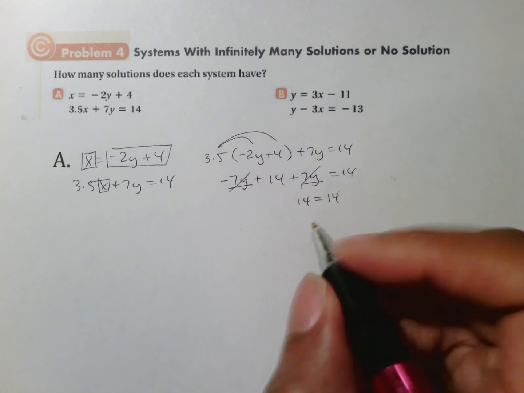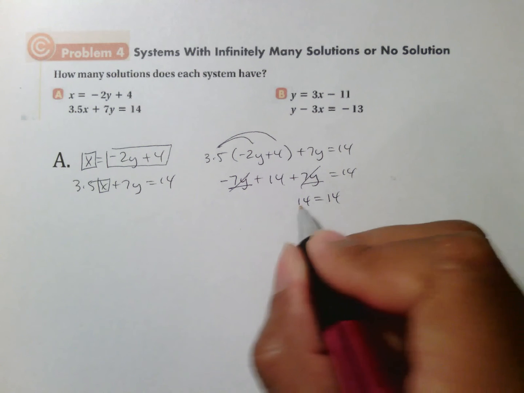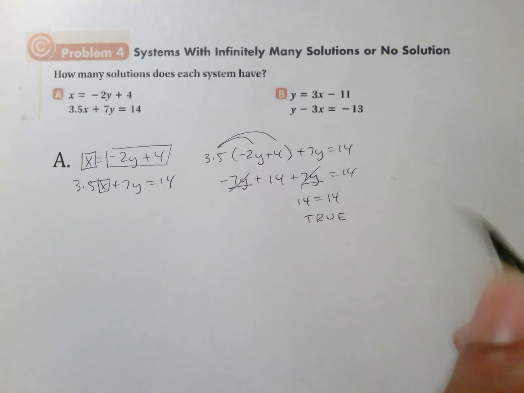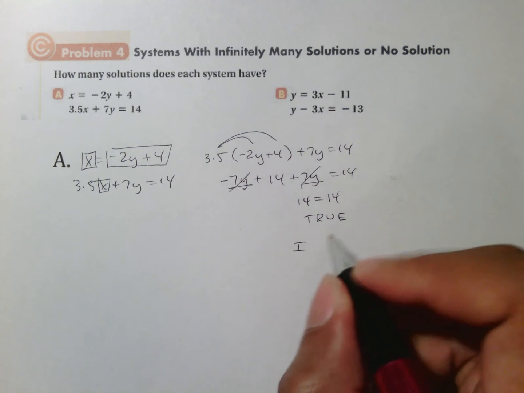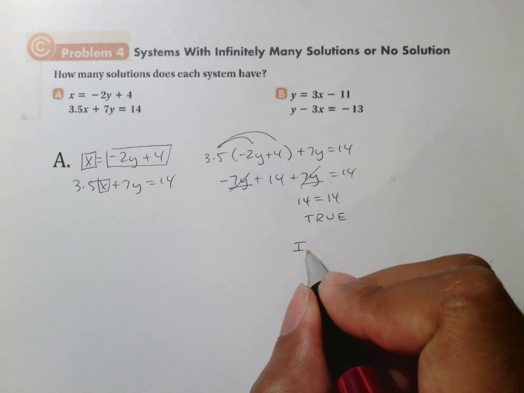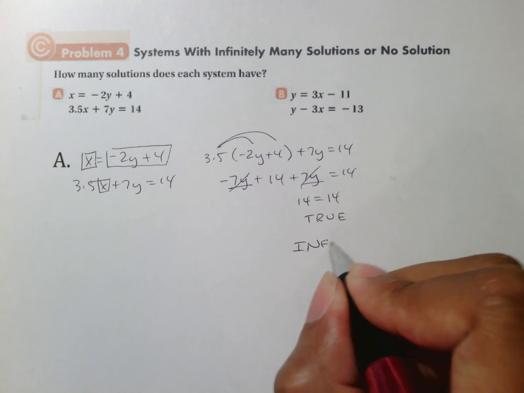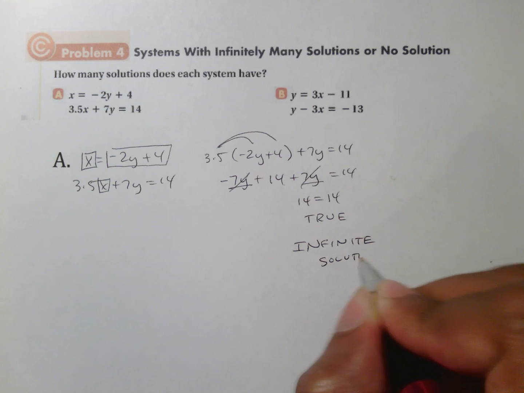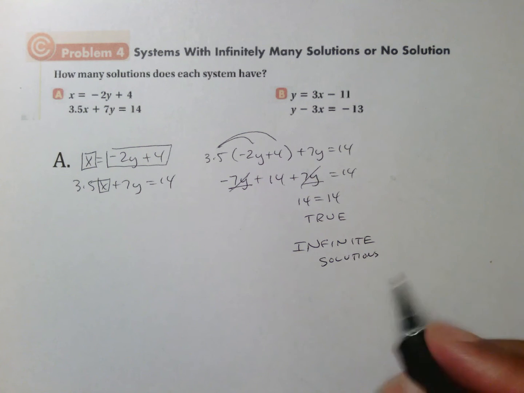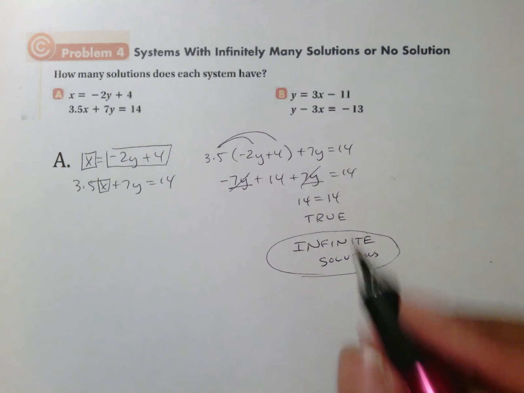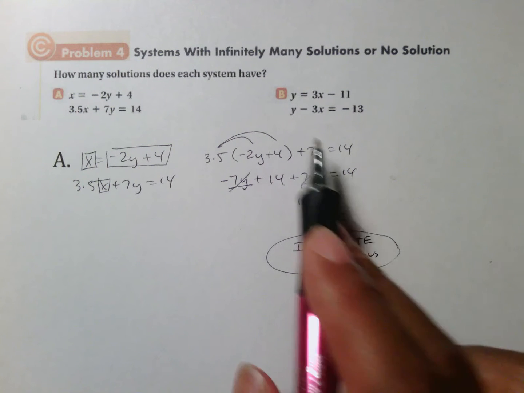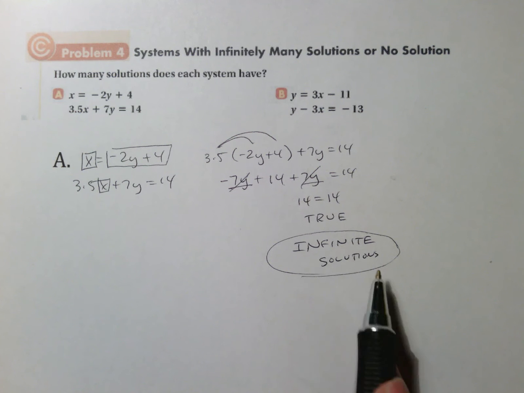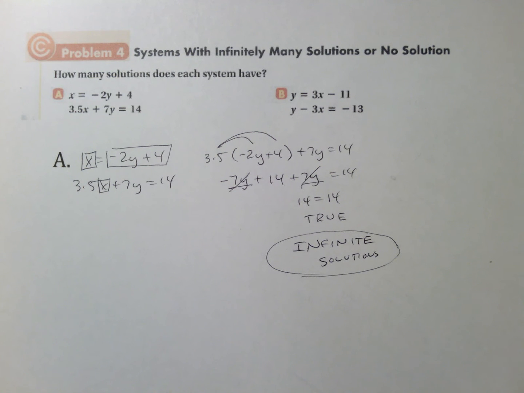And what you use to tell you that is to ask whether this is a true or false statement. Since this is a true statement, that 14 is actually equal to 14, that means that it works, and it means that we have a whole lot of solutions, which means we have infinite solutions. So again, if your variables disappear, you either have infinite solutions or no solution. If the work that you get is true, then you're going to have infinite solutions.